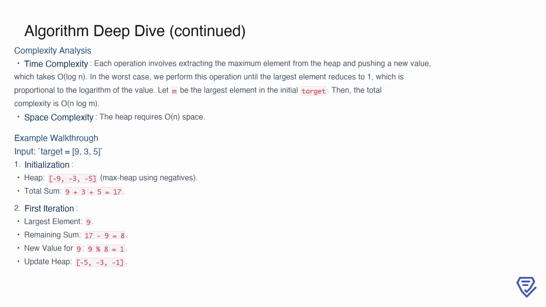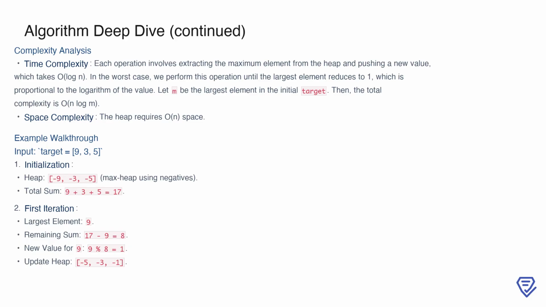Each operation, which involves extracting the maximum element and inserting a new value, takes log n. The number of these operations depends on how many times the largest element can be reduced, which is proportional to the logarithm of the largest element in the target array, denoted as m. Therefore, the overall time complexity is n log m, where n is the number of elements in the target array. The space complexity is n, as the heap requires space proportional to the number of elements.